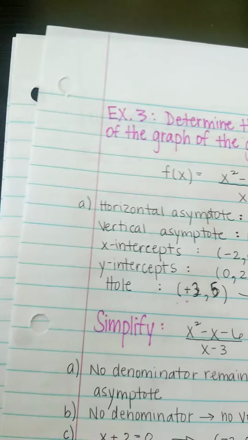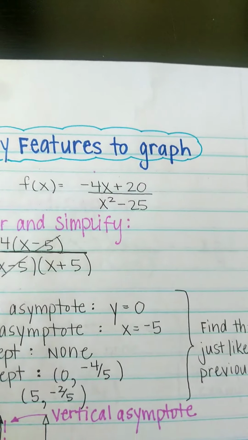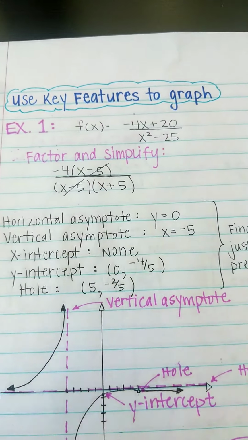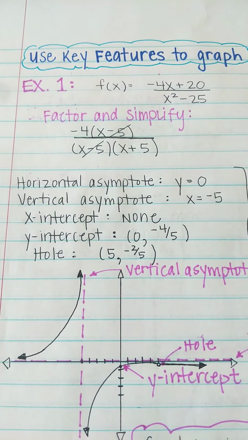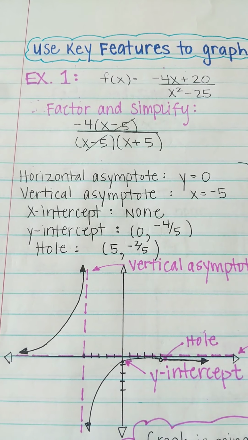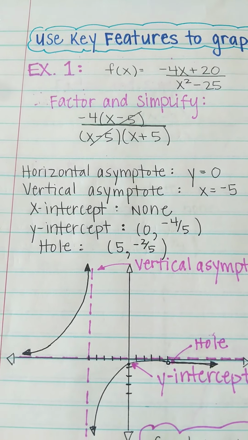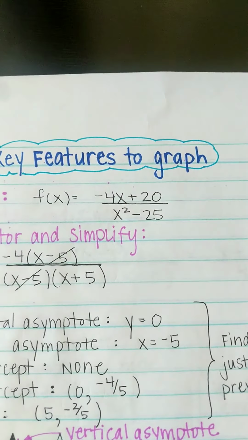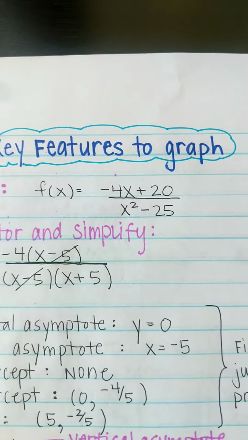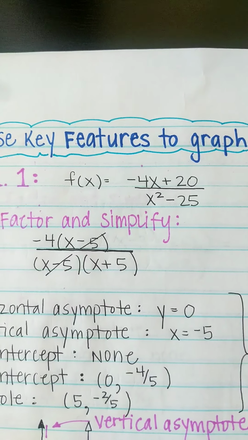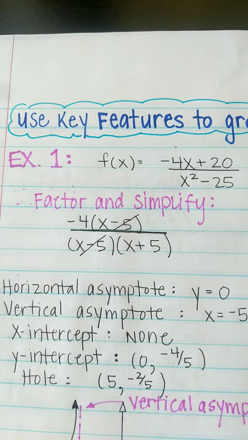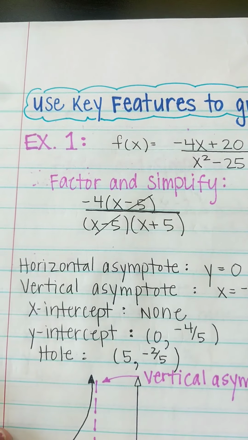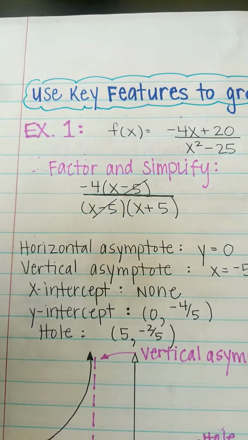All right, how does this apply to graphing? We're going to use key features to graph. This first one we're going to use is going to be Delta Math. So as long as you can put all the key features in, Delta Math will actually create the graphs for you. Okay, so let's look at this first one. If I have negative 4x plus 20 over the quantity x squared minus 25, once again, I start by factoring and simplifying. I'm going to fill in all my key features from my simplified form.